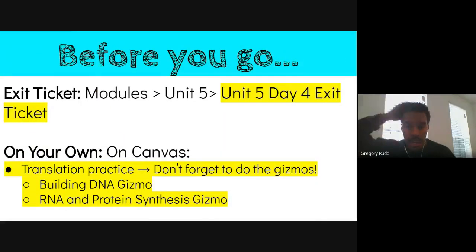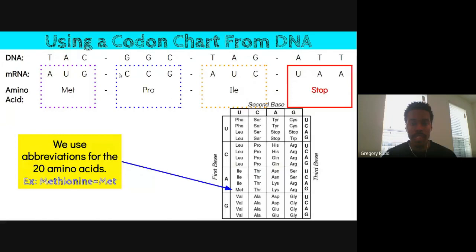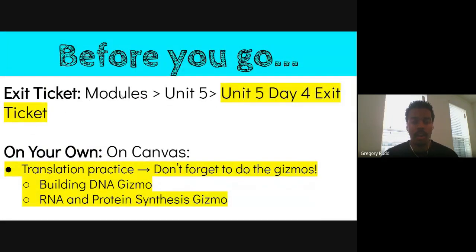Okay, there is an activity. There really are two activities on Canvas. Of course, there's an exit ticket. You should probably start with that. There's an activity called translation practice. It has two questions that basically walk you through this activity where you have to transcribe, then translate. And then it also is associated with a Gizmo. So if you still haven't made a Gizmo account, you're going to need to do that. At this point, because translation is a difficult thing to do, these codon charts are not really easy.